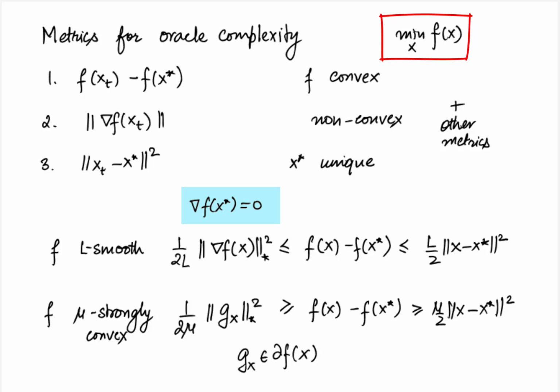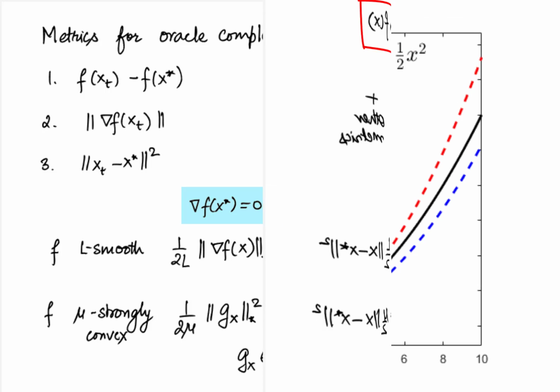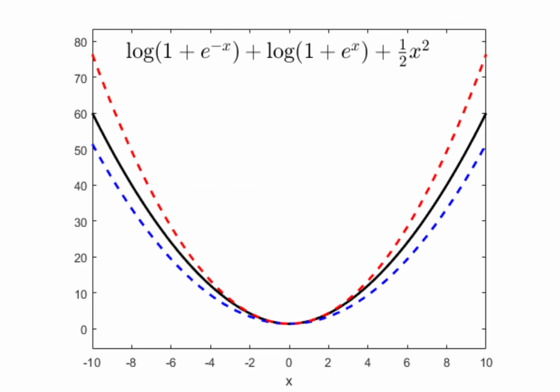So let us try to get some intuition for these inequalities. We consider a few scalar examples. First, consider an example of a function that is both smooth and strongly convex. So for this function, x star is equal to 0, and the first inequality says that the optimality gap does not grow faster than L by 2 norm of x minus x star squared, which is evident from the fact that the dotted line is above the function.